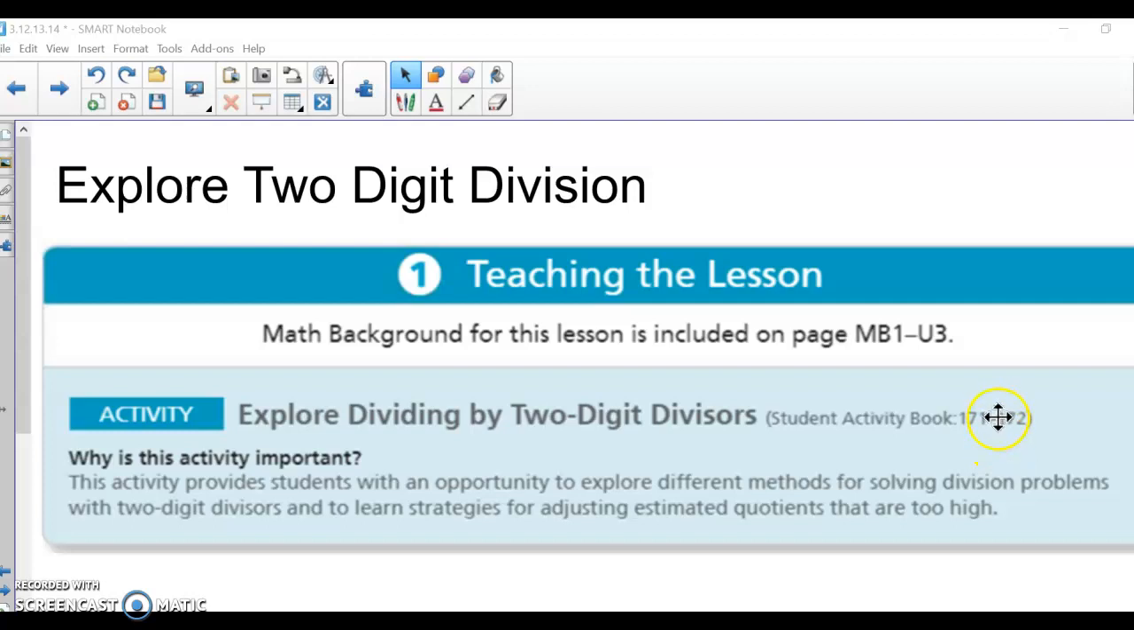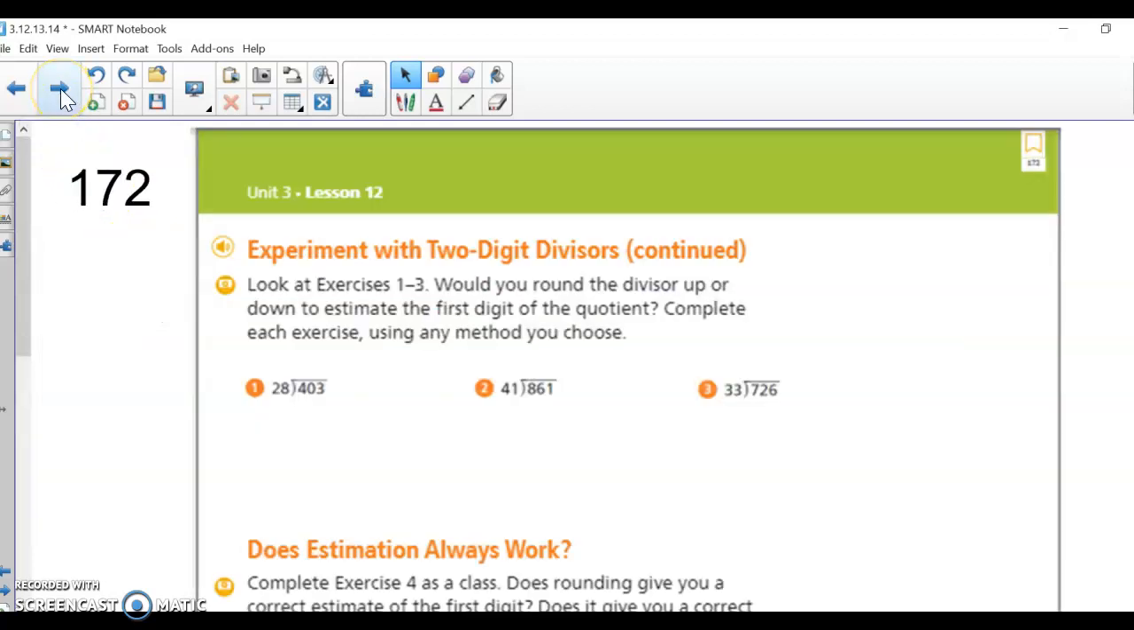Hi, fourth graders. Today we are going to explore two-digit division, or when we have two-digit divisors with division. And so the process isn't going to change at all. Whatever you've been using for one-digit divisors, you can continue to use, but we're going to get some practice now with some larger numbers, and we're going to use some rounding and estimation to help us with that.